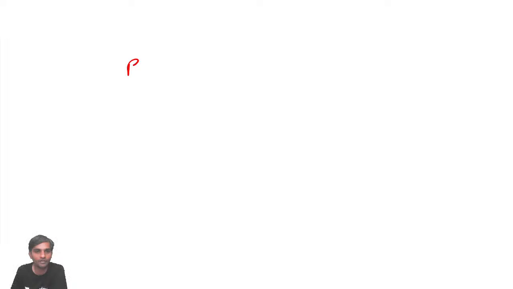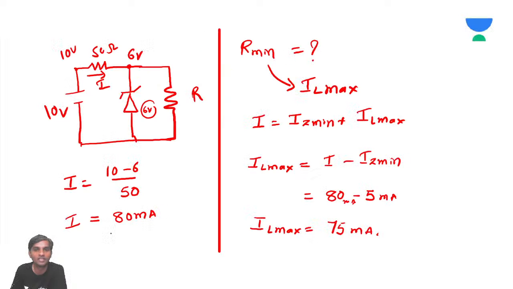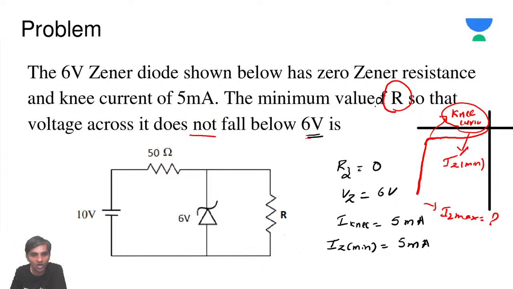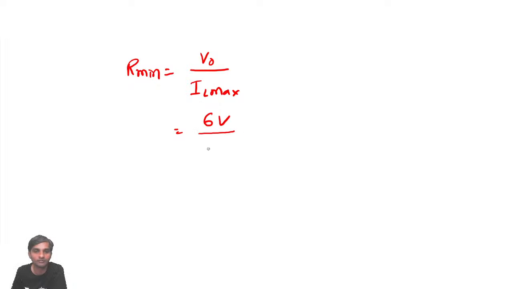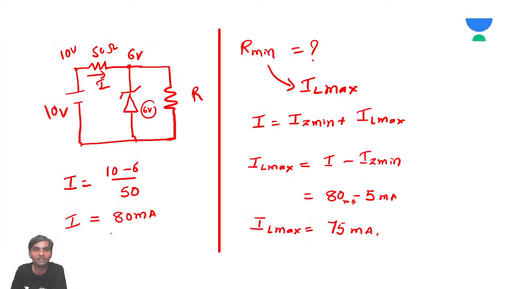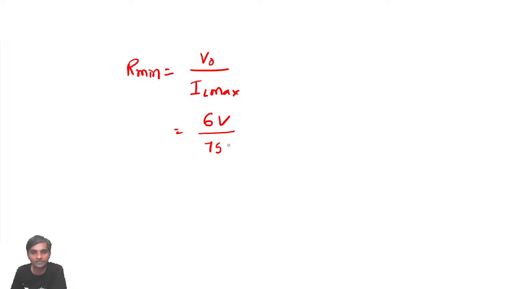So R minimum is going to be how much? Simply, you can calculate the V0 voltage by IL maximum. In the given problem, he's saying it should always maintain 6 volts. It should not fall below 6 volts, which means V0 must be equal to 6 volts divided by IL maximum. How much is IL maximum we got? 75 milliamps. Now tell me what is R minimum from this?